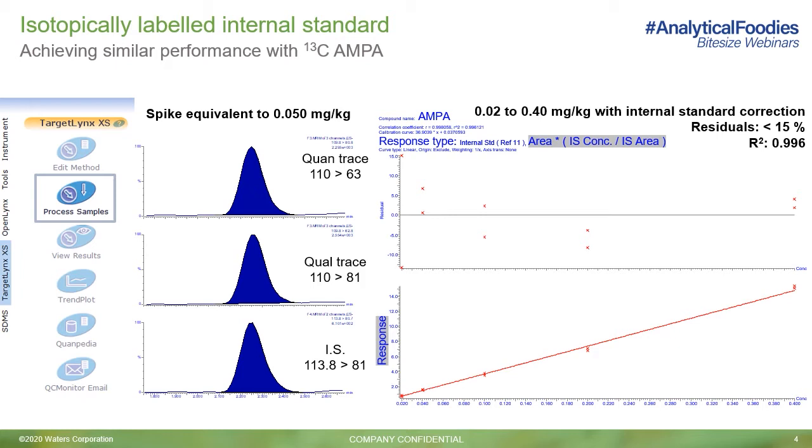Once we've set our internal standard information in the processing method and process our data, we see a calibration curve, very similar to what we've just discussed. In the chromatography example on the screen, we can see the quantitative and qualitative transitions for AMPA, followed by the internal standard trace, eluting at a similar retention time as AMPA, but with at least 3 Dalton difference in mass to charge.